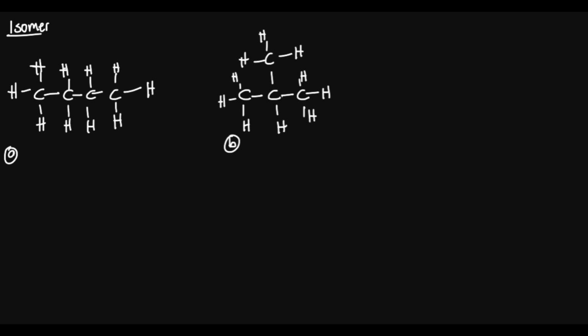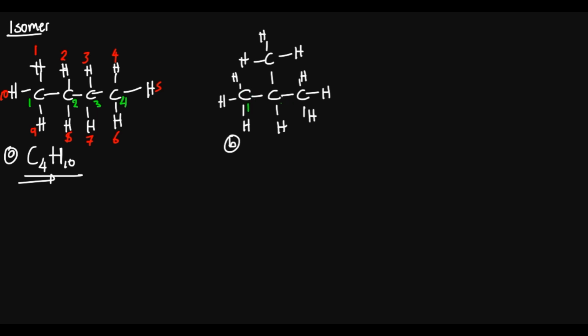So let's count the number of carbons here. We'll have 1, 2, 3, 4. So we have 4 carbons. Then let's look at the hydrogen. 1, 2, 3, 4, 5, 6, 7, 8, 9, 10. So we have 10 atoms of hydrogen. So this is our molecular formula. Now let's move on to structure B.